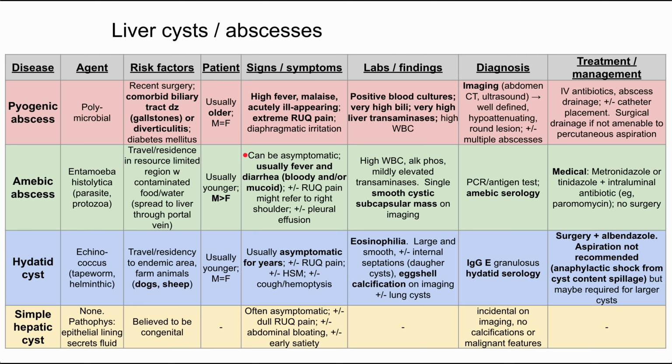This one can be asymptomatic, but they usually have fever and diarrhea. The diarrhea can be bloody or mucoid. As I said, it's a gut bug that spreads to the liver. They could have right upper quadrant pain, not necessarily. They could have pleural effusion, not necessarily.